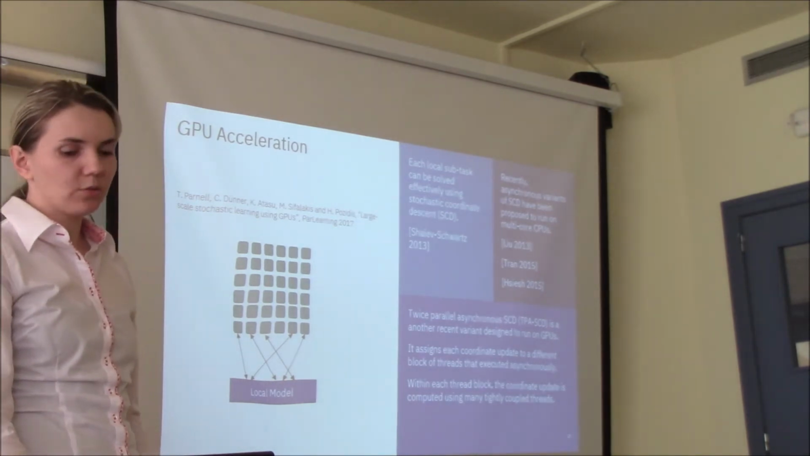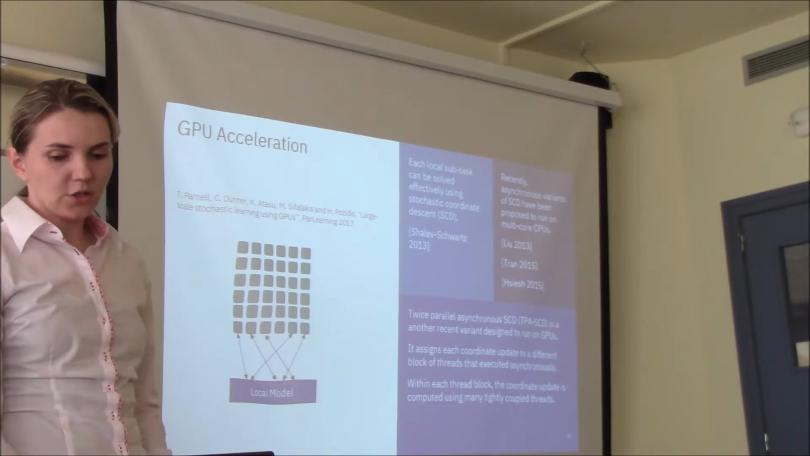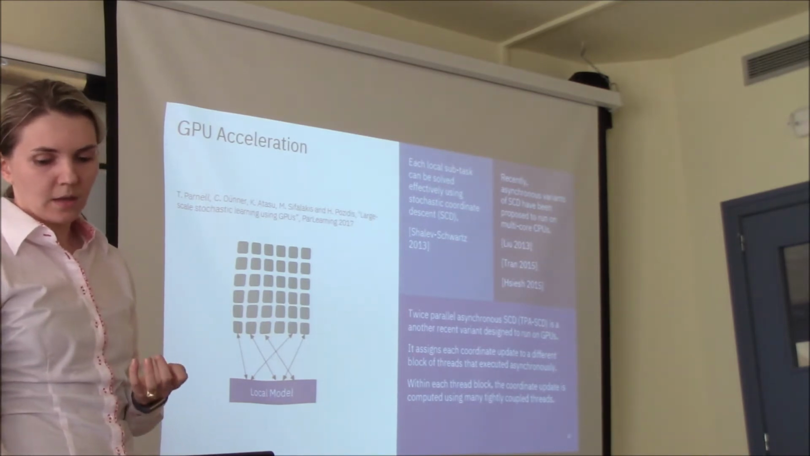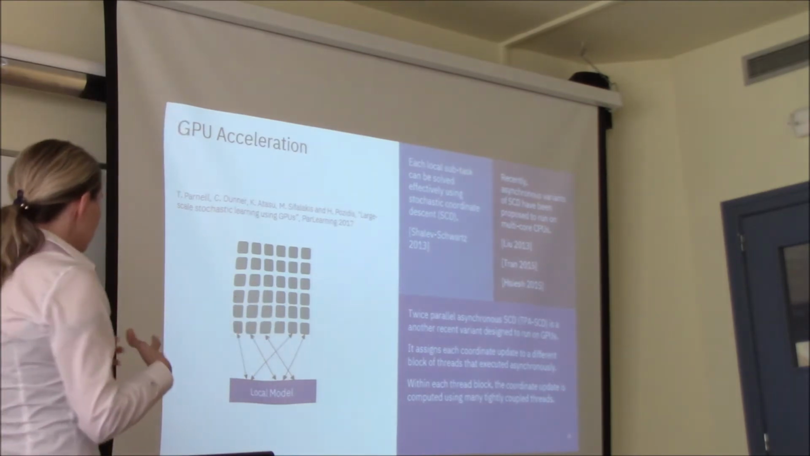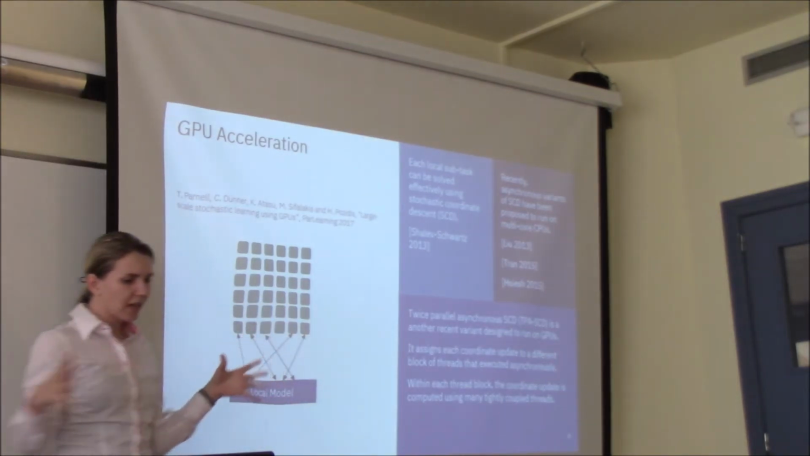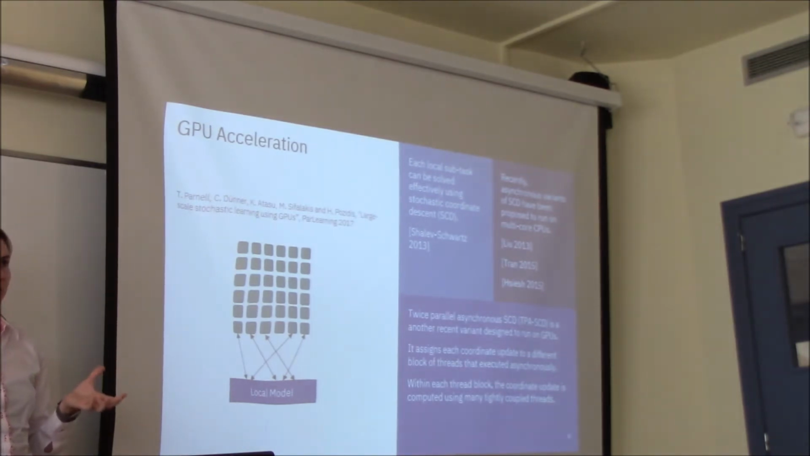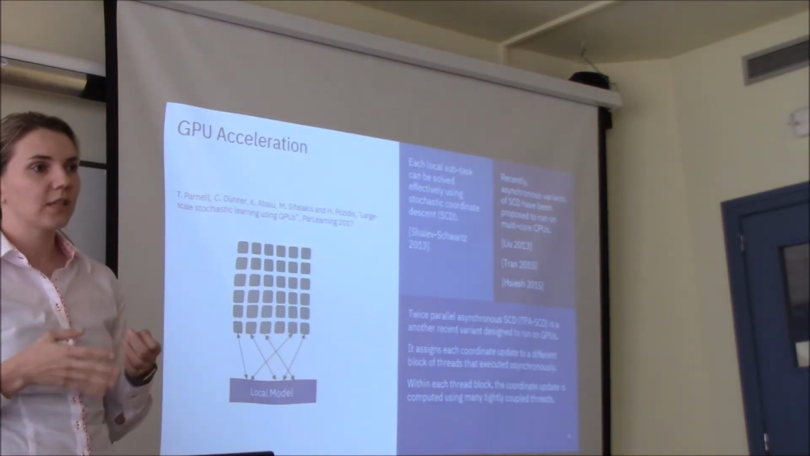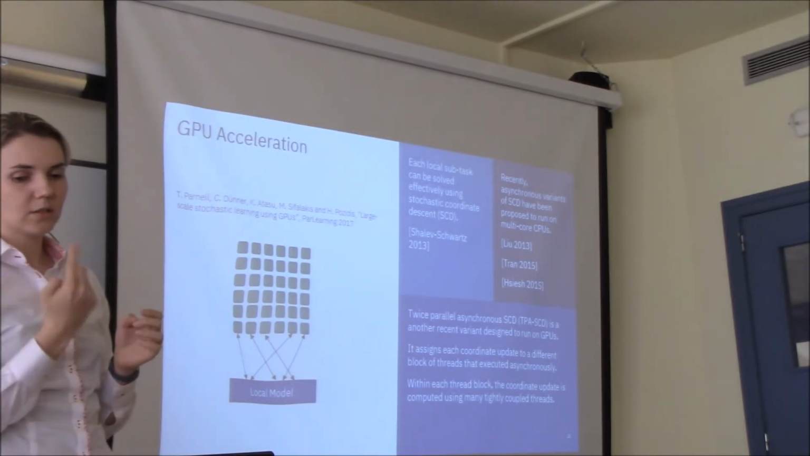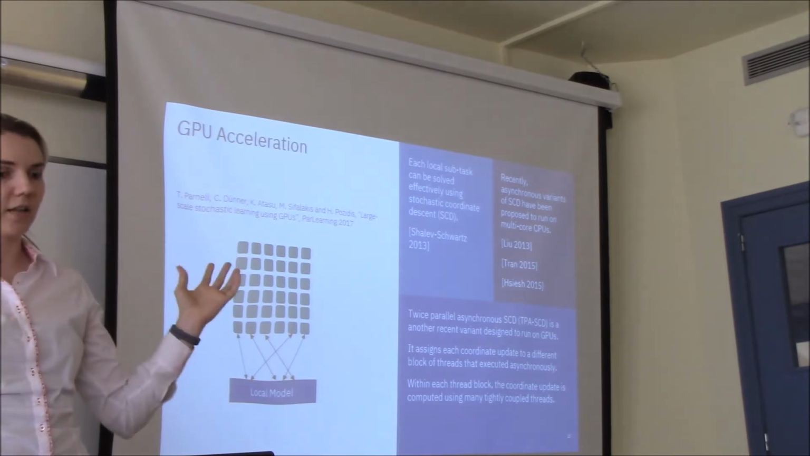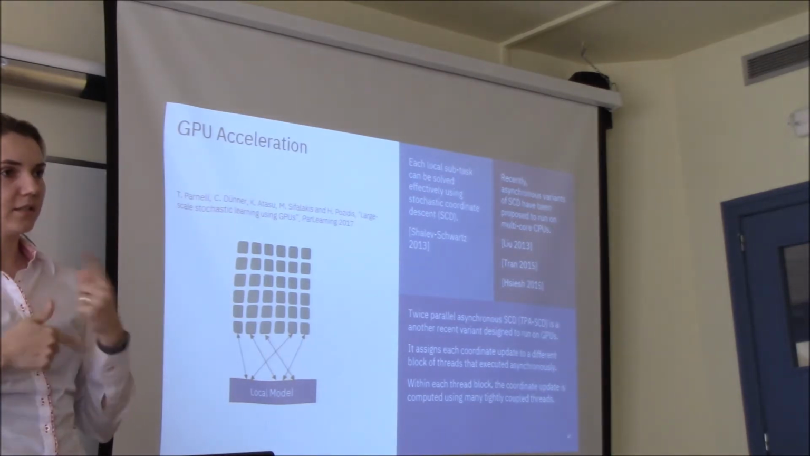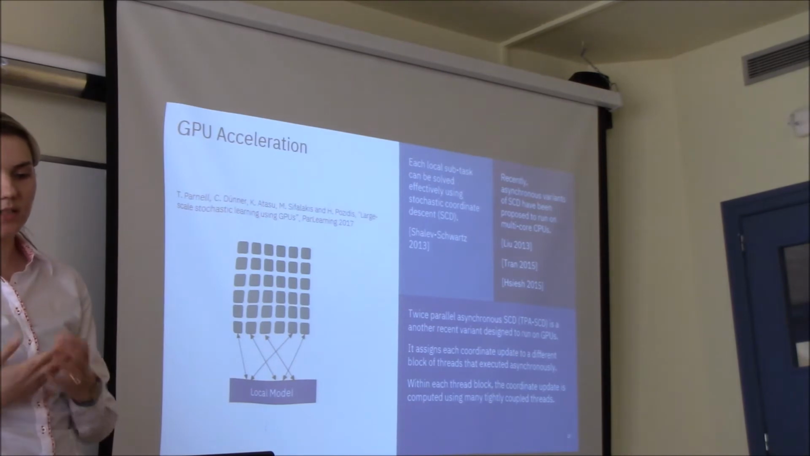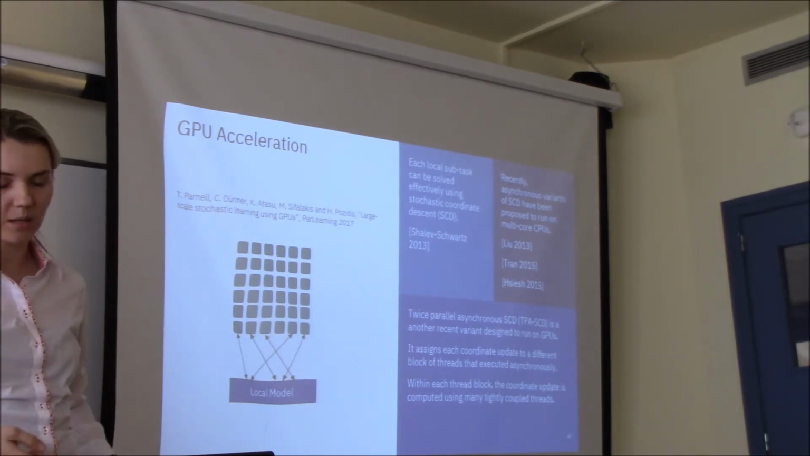So how does the GPU algorithm work? Each local subtask can be solved effectively, as we said, using stochastic coordinate descent. Because we have a GPU, we have to make use of all the hardware resources provided by the GPU. So for each coordinate, we assign the coordinate to a block of threads, and the blocks will run asynchronously, running the coordinate descent algorithm. And then within each thread block, the coordinate update is computed using many tightly coupled threads.